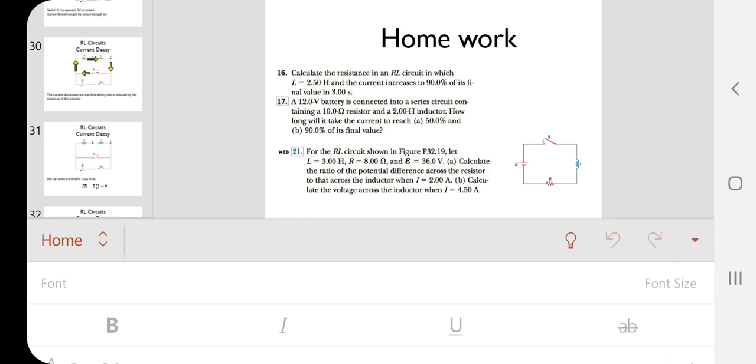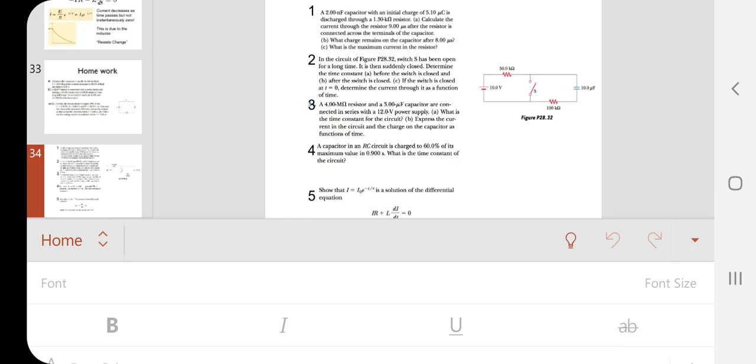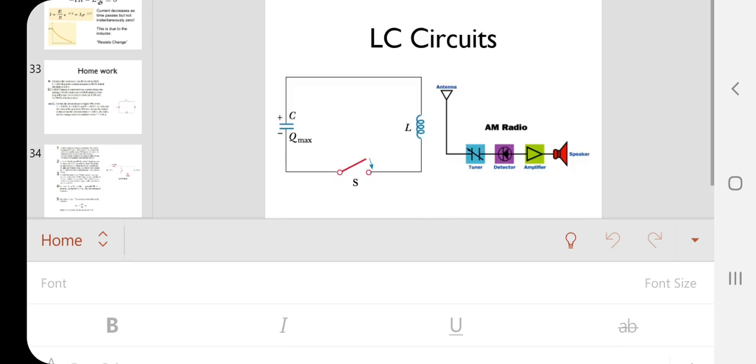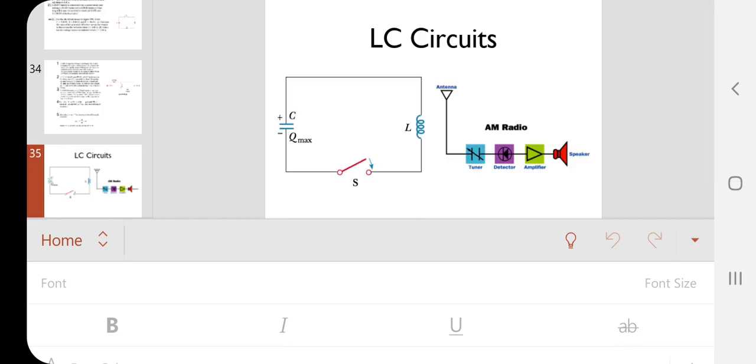It increases to 90% of its final value in 3 seconds. So therefore tau is equal to L by R, and R is equal to L by tau. Then by using the formula you may calculate it. Similarly, these problems also can be solved by using those formulas, which is homework for you, and these also are homework. Just you have to do all these things, the RC and RL circuits.